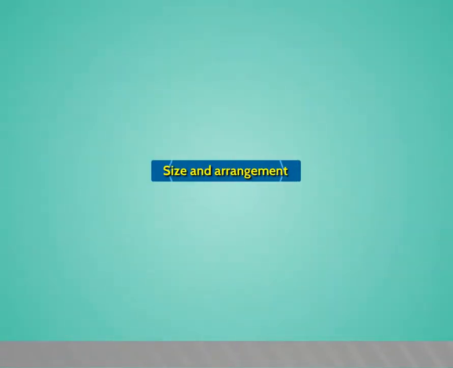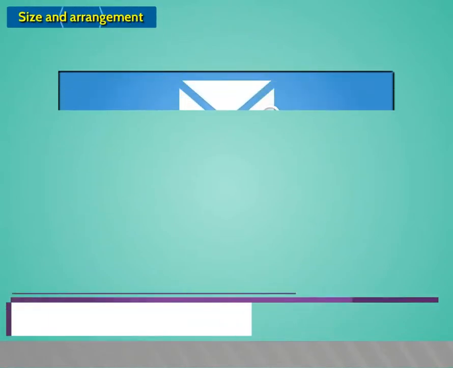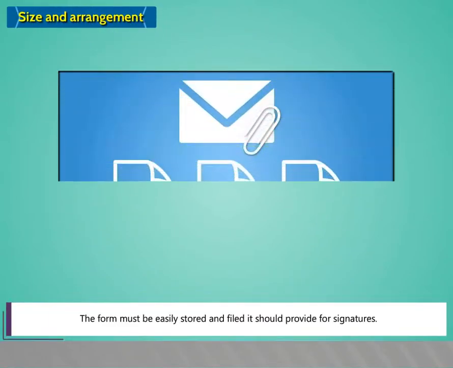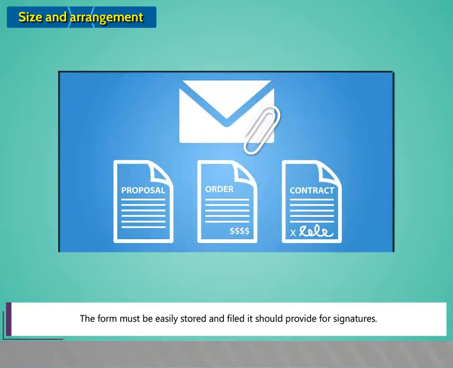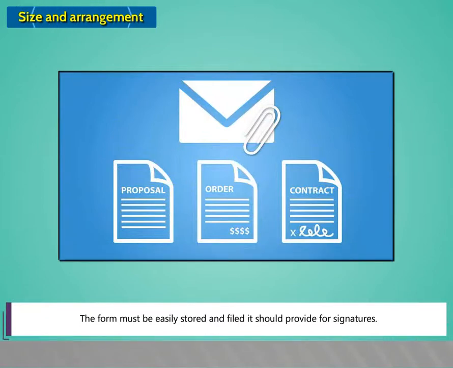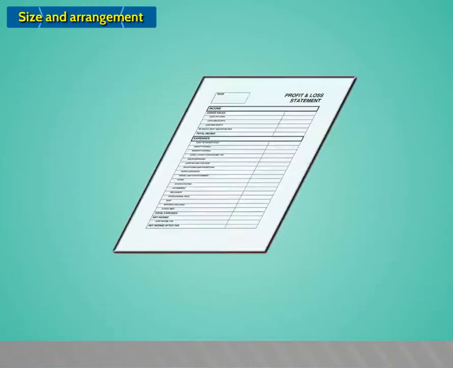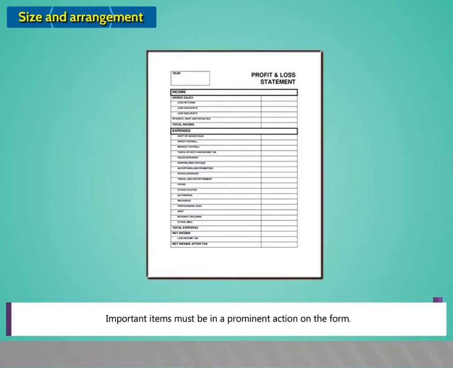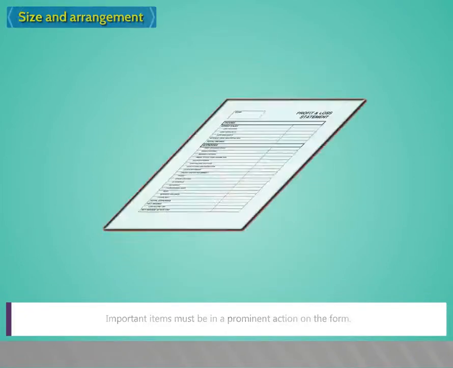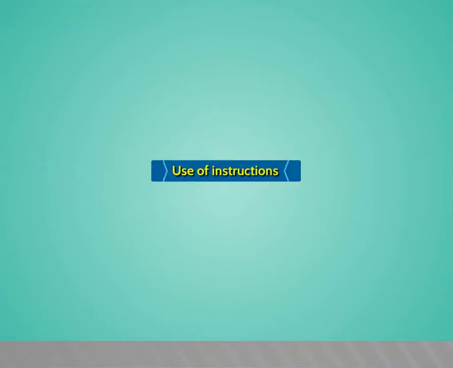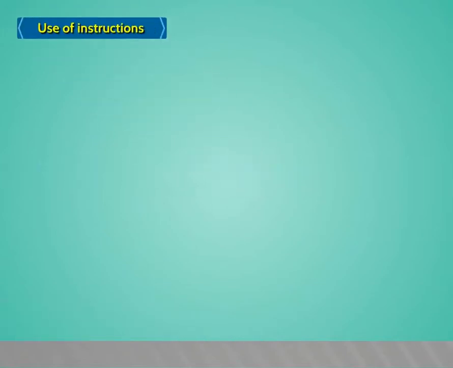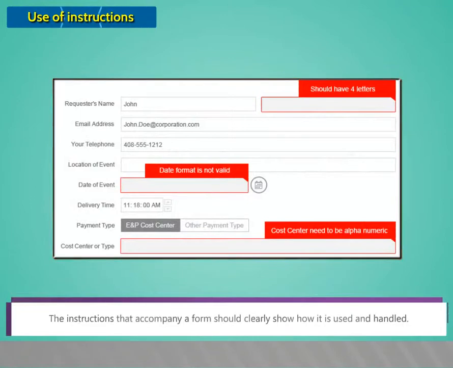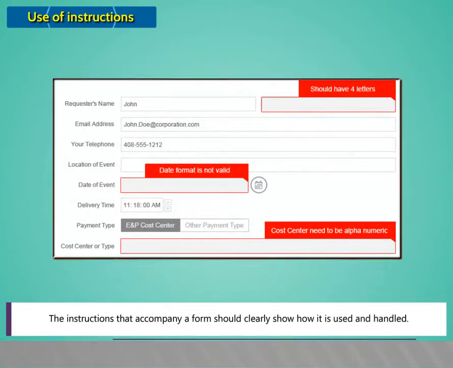Size and arrangement. The form must be easily stored and filed. It should provide for signatures. Important items must be in a prominent position on the form. Use of instructions. The instructions that accompany a form should clearly show how it is used and handled.